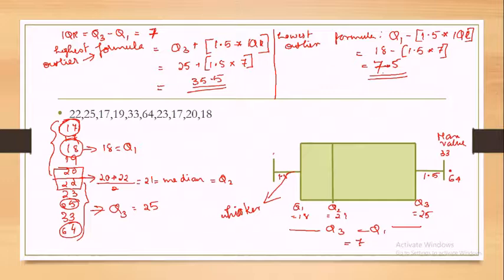What about this? You can write the minimum value as, sorry, not 7.5, you can write this as 17. Okay, yeah. So this is how you construct a box plot. I hope you have understood this. Thank you.